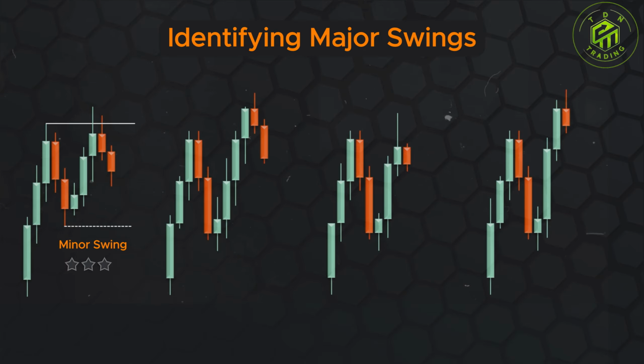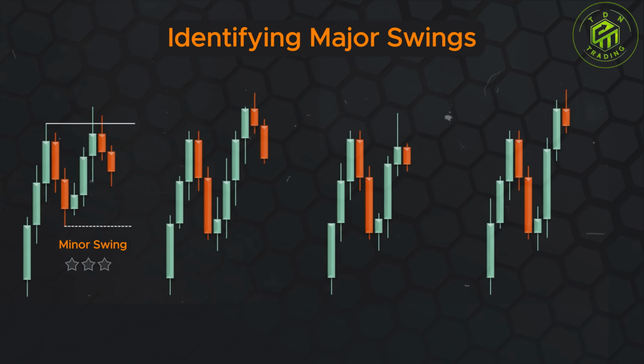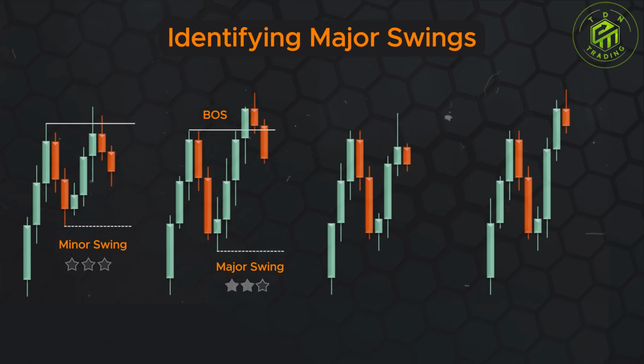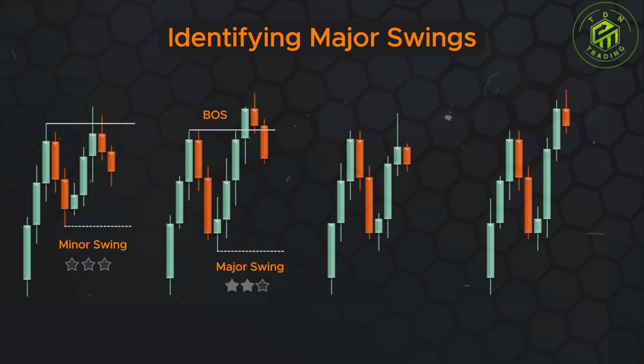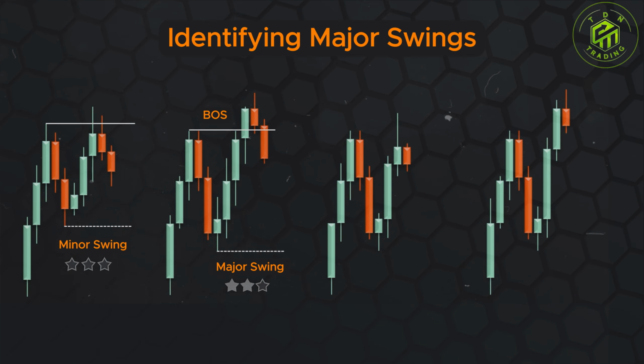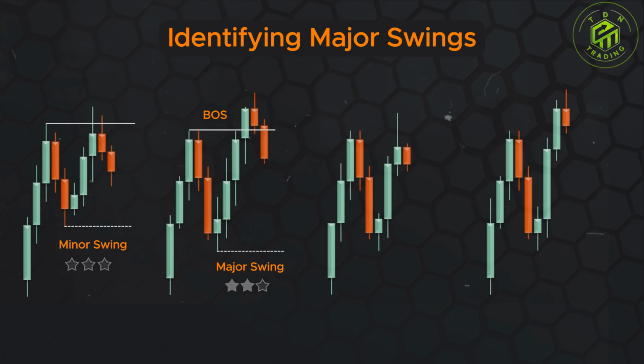In the first example, none of the criteria we discussed are met, so it is considered a minor swing point. In the second example, we have a break of structure and a significant distance pushed by the price, but there is no imbalance. Therefore, this is considered a major swing with 2 out of 3 criteria met.